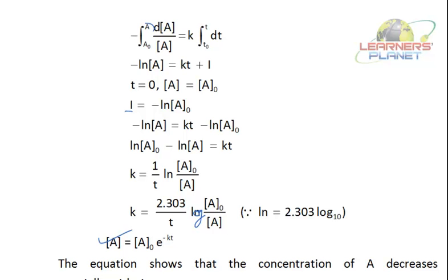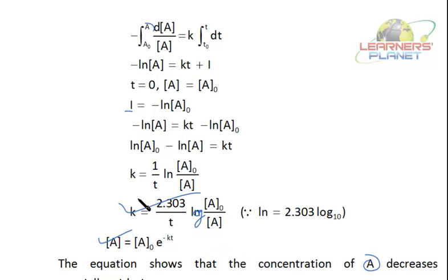Now what does this equation show? This equation shows that the concentration of A decreases exponentially with time. So how is the concentration of A decreasing? A is the reactant. The concentration of the reactant is decreasing exponentially with time. So this is the equation for the reactions which obey first order kinetics. There is a relationship between the rate constant, the time, and the initial and the final concentrations.